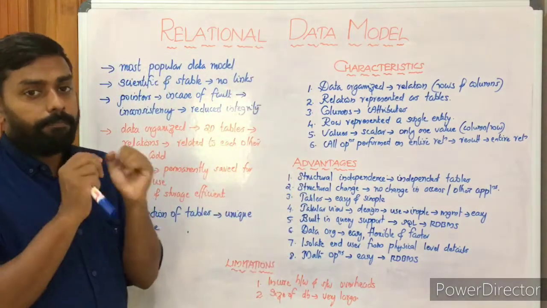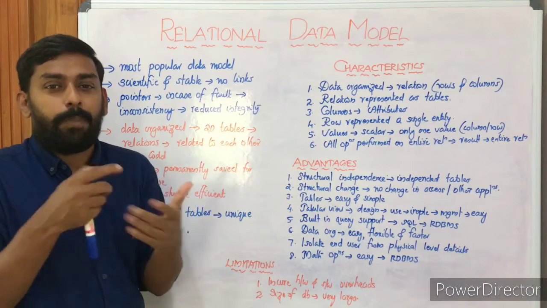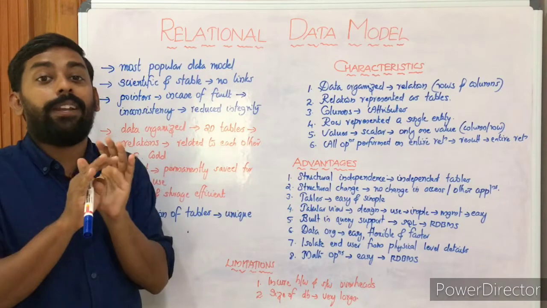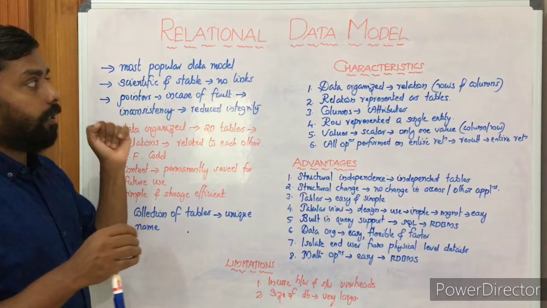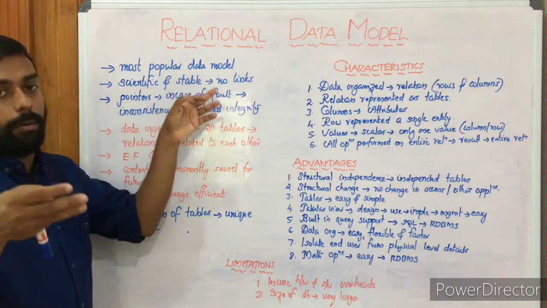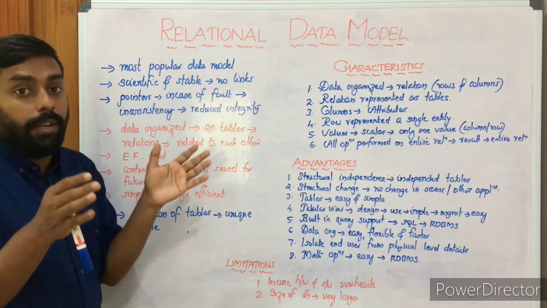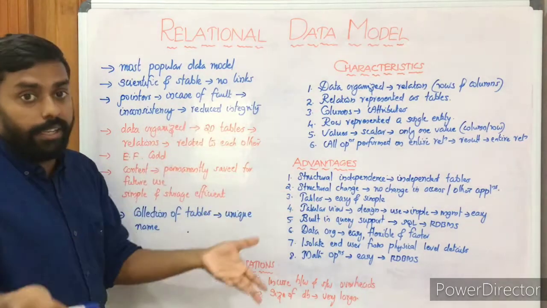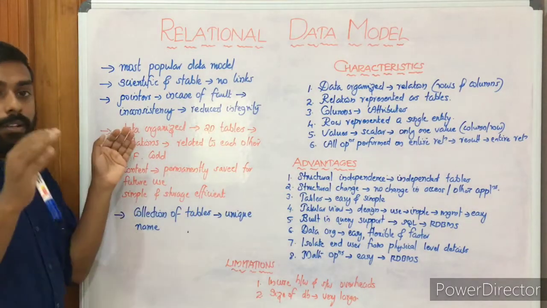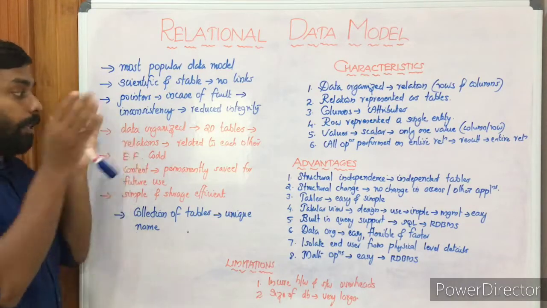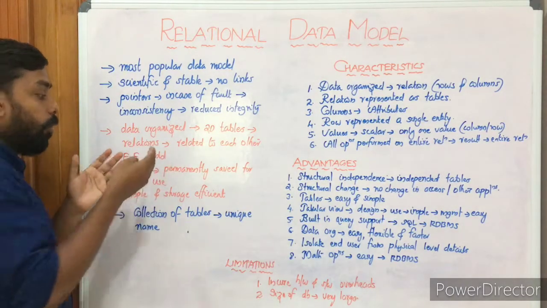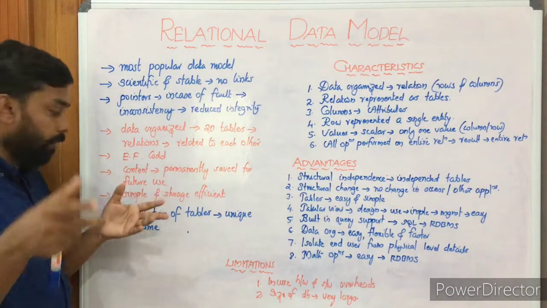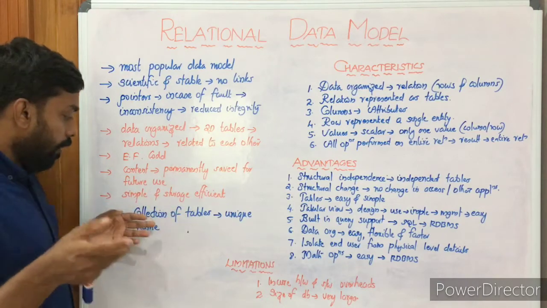So these are the conceptual aspects of the relational data model. Let's have a quick revision. The relational data model is the most commonly used, most widely accepted data model. It's scientific and stable, with no links; when we have links, it results in inconsistency and reduced integrity. Data is organized in two-dimensional tables called relations, and there are multiple relations or tables. These tables should be connected to each other and are designed by E. F. Codd. Content is permanently saved and stored, as a simple and storage-efficient collection of tables.